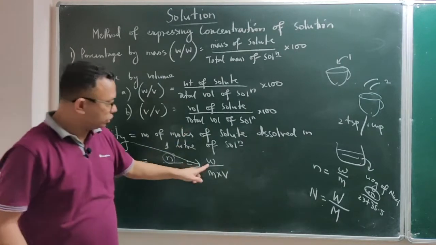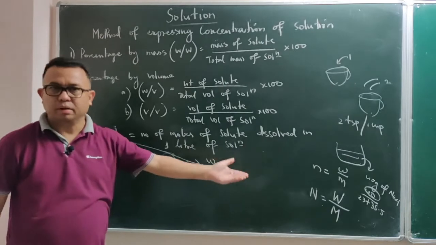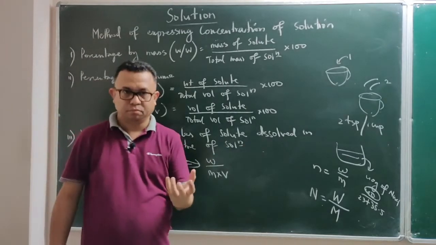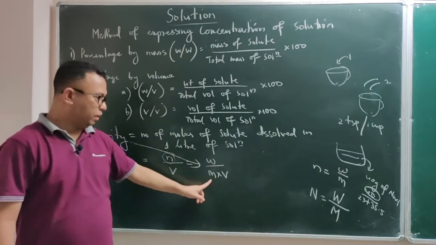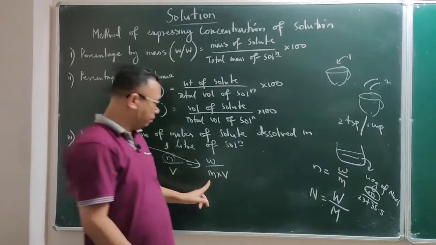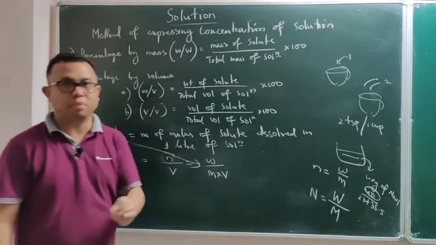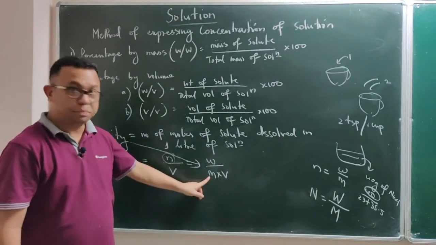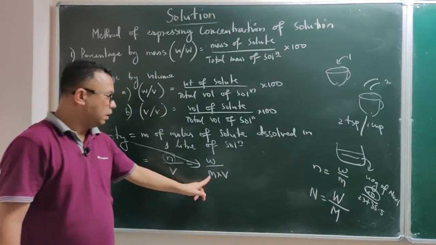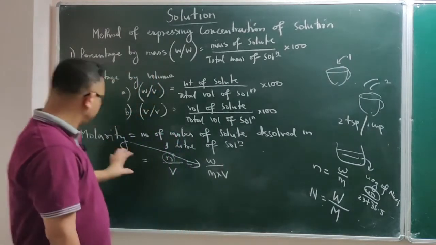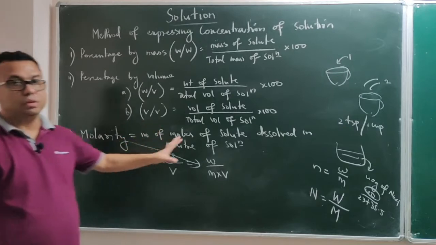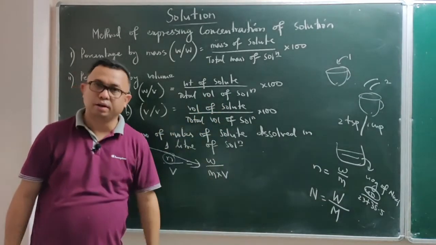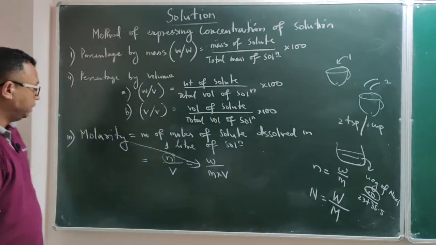But I would prefer to use small w, capital W for weight, that is mass, and I would prefer to use small m and capital M for molecular mass. So for me, whenever I am writing small m and capital M, you have to understand that this is standing for molecular mass, not mass. Molecular mass means RMM, relative molecular mass, and this is the volume. So this is your molarity: the number of moles of the solute dissolved in 1 liter of the solution.